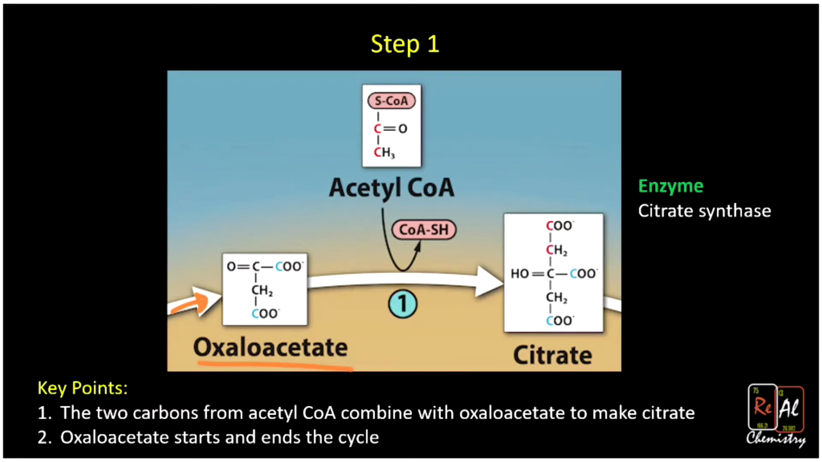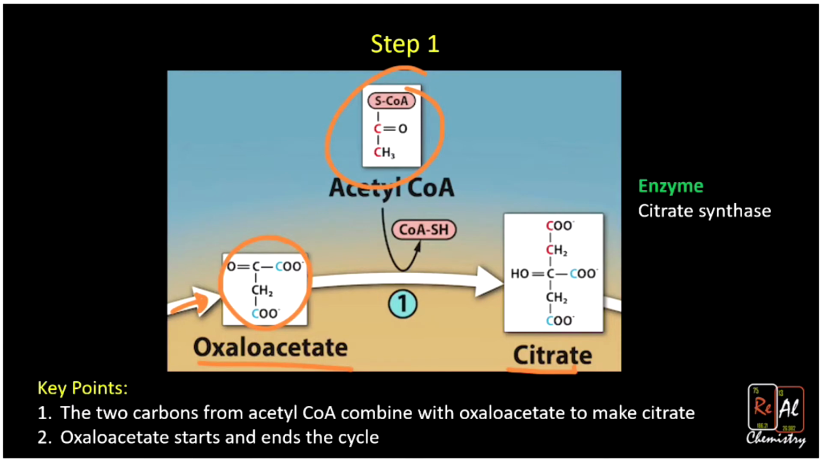Oxaloacetate comes along and is combined with acetyl-CoA to form citrate. Key points: the two carbons from acetyl-CoA combine with oxaloacetate to make citrate, and oxaloacetate both starts and ends that process. This is just the very first process of putting those carbons on there. What we're going to see ultimately is that these carbons are oxidized into CO2. Remember that CO2 is one of the major products we form when we burn glucose, and ultimately your body gets rid of all the carbons that come into our body as glucose as CO2.